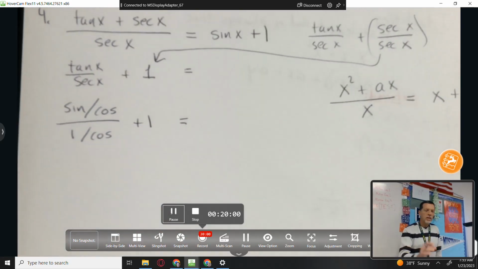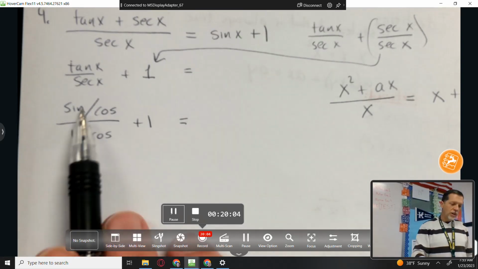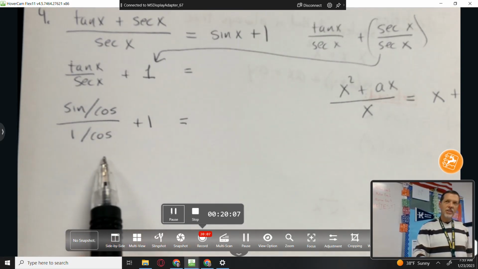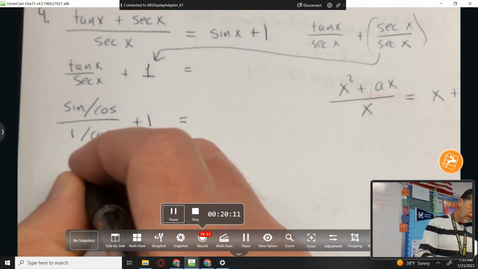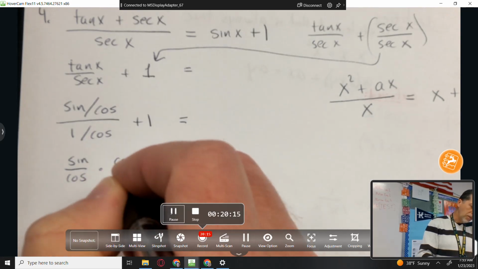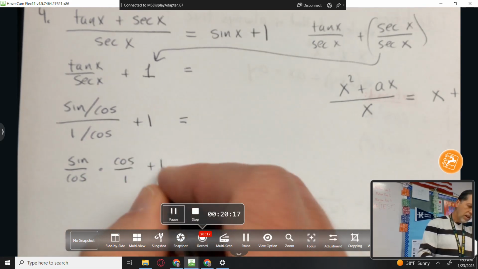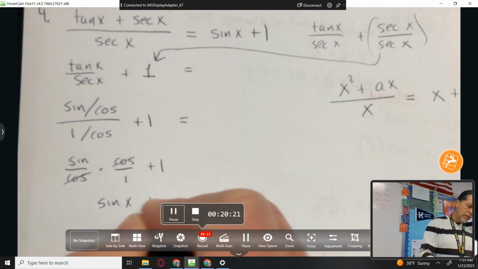Now, I'm okay if you don't show keep it, change it, flip it. If you can see from here what's going to cancel, you can do it. But there's probably people who can't, so I'm going to show the keep it, change it, flip it. And then the cosines will cancel, and we're left with sine of x plus 1.